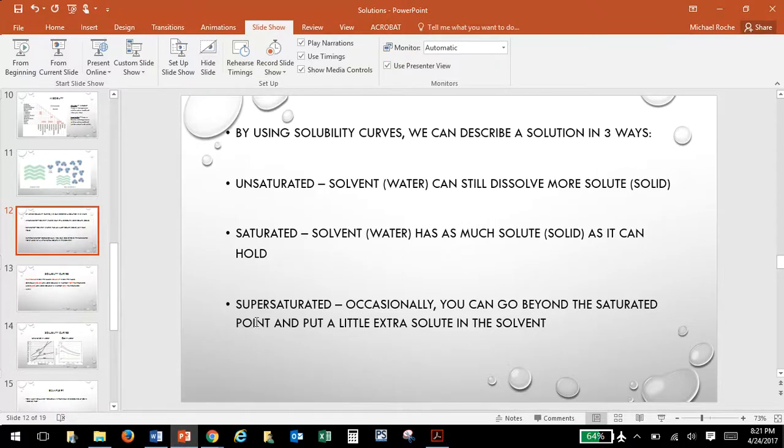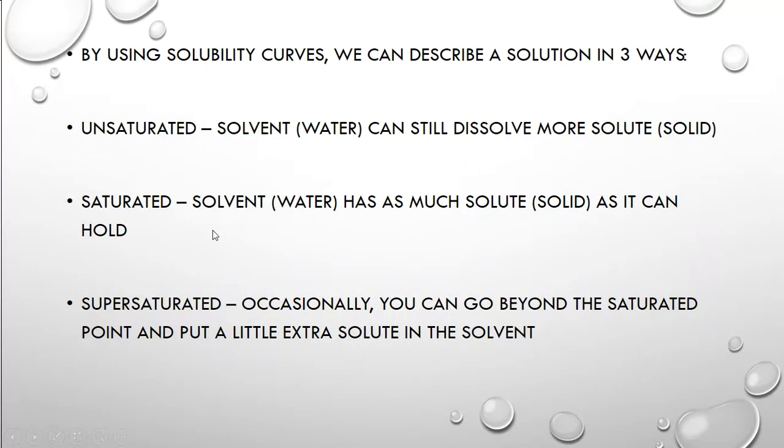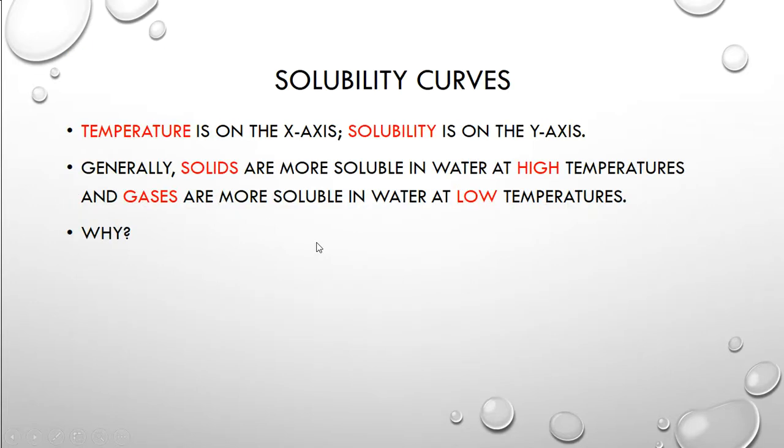Now, there is on occasion something called supersaturated. A solution can be supersaturated where you go beyond the saturation point and you can put extra solute in there, and we can talk about how that's possible in a minute. So let's take a look at these solubility curves. Solubility curves will have temperature on the x-axis, solubility on the y-axis. Generally, the solids are more soluble in water at high temperatures, and the gases are more soluble in water at low temperatures. We'll talk about why in a second.